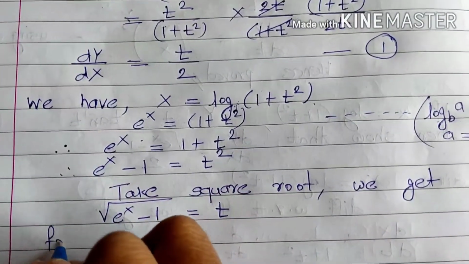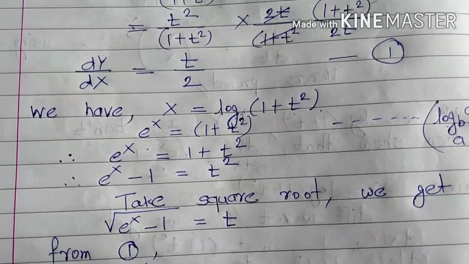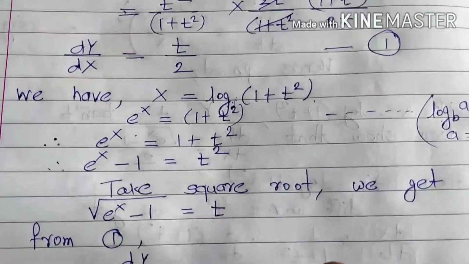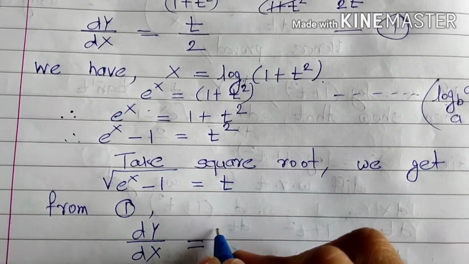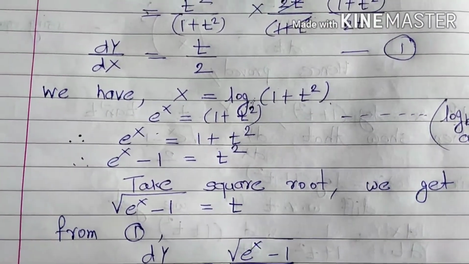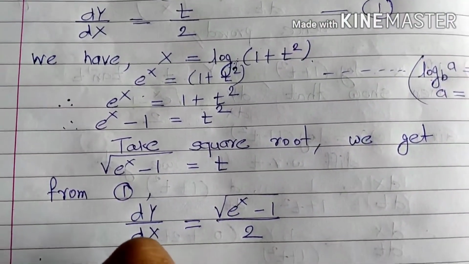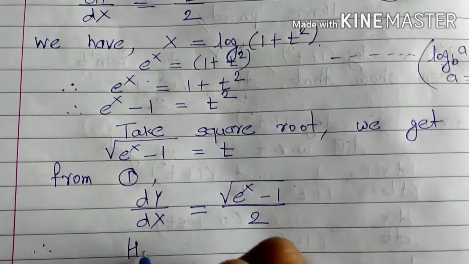From first, dy upon dx is equal to, value of t is now under root of e raised to x minus 1 upon 2. Hence proved.